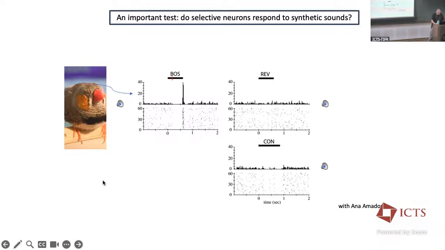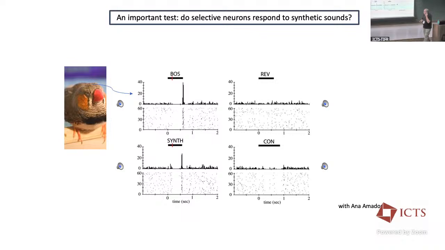And as I was telling you before, we did this experiment with Anna when she was in Chicago, where we played these songs to a sleeping zebra finch. And when the bird was exposed to the bird's own song, you have this response, and it's the same response that you got with synthetic song, a response that you wouldn't get with the reverse song or the context-specific song.